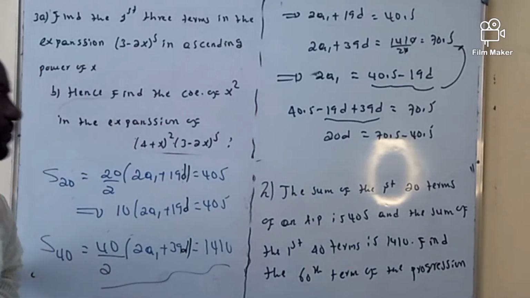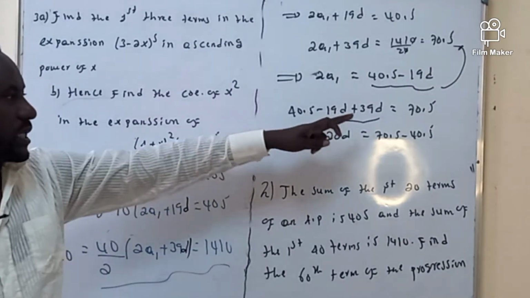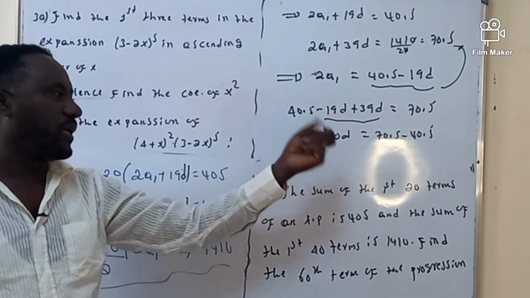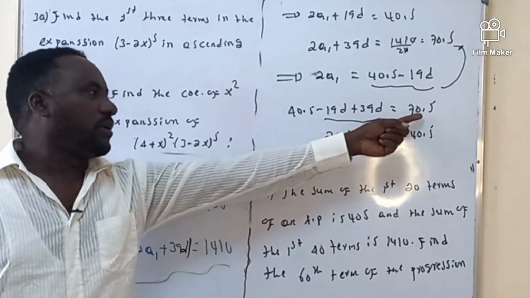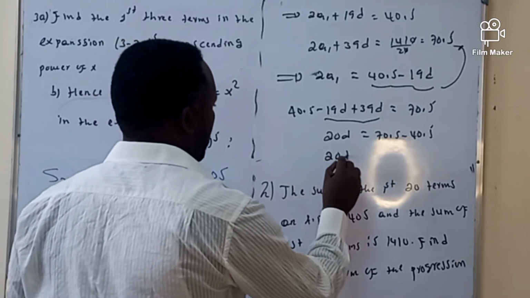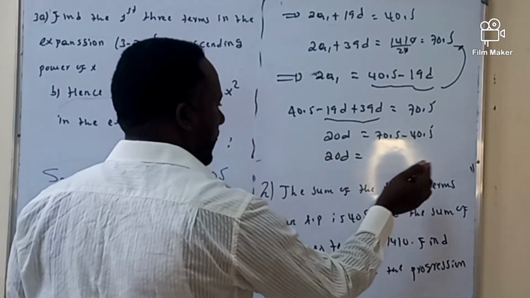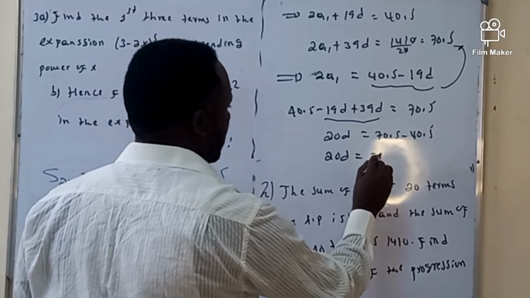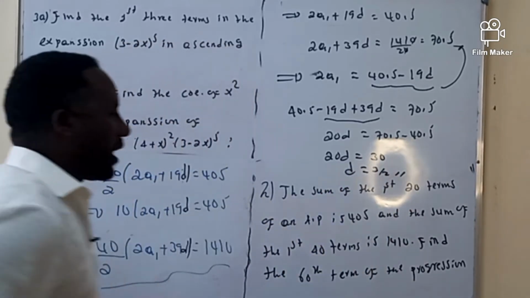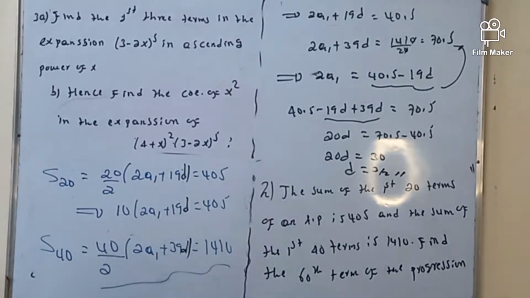Because this is negative and this is positive, 39d minus 19d will be 20d, and 17.5 minus 14.5 is 3, so 20d equals 30, and d will be 3/2. So this is the value for the common difference.